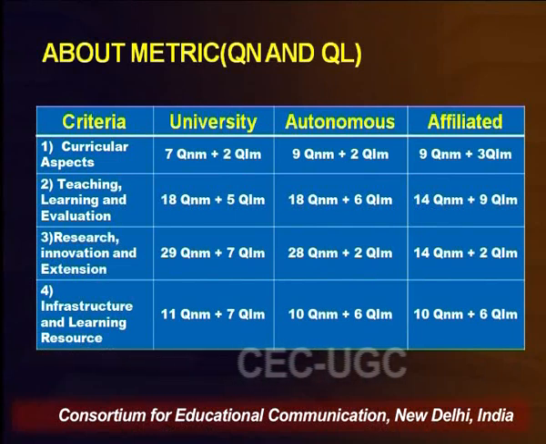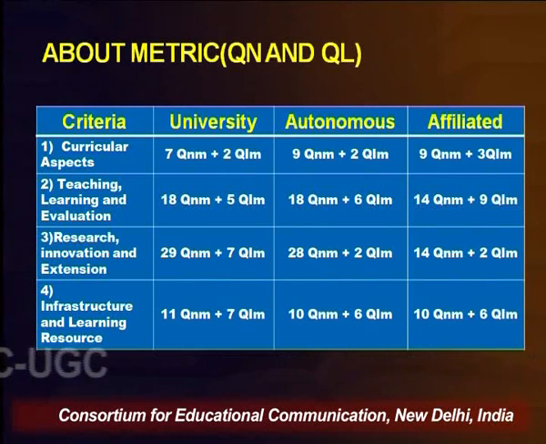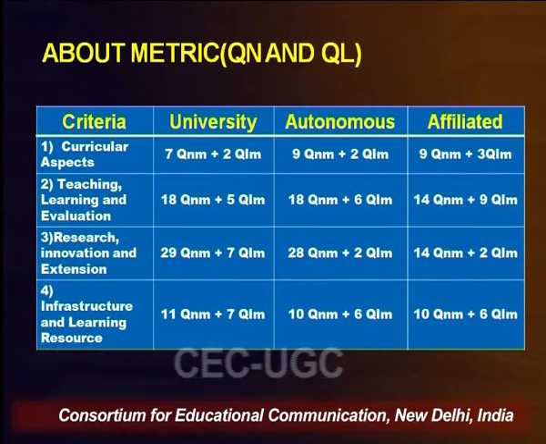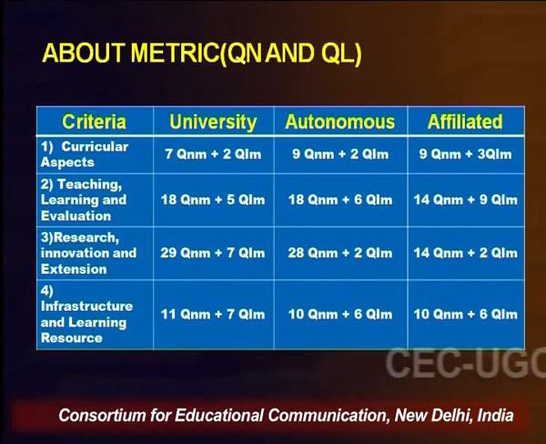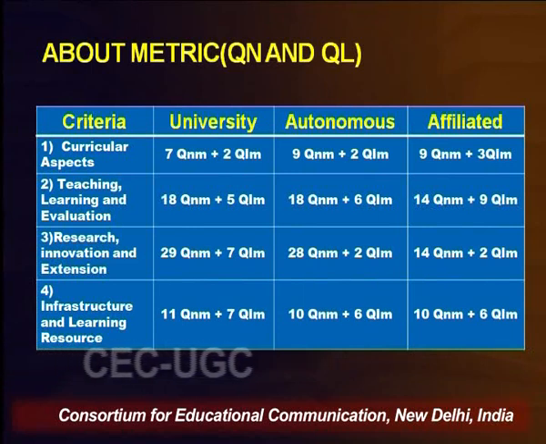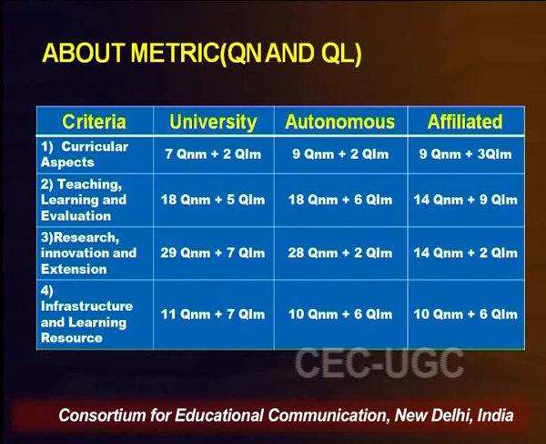What are you trying to move on to? So now is the time to talk about the matrix, that is the quantitative as well as the qualitative, in detail. The first is your curriculum aspects criteria. For the universities, we have about 7 quantitative and 2 qualitative aspects. If you compare it with autonomous colleges, again we have 9 and 2, followed by affiliated colleges, where we have 9 and 3. So QN talks about the quantitative, which are on the screen, and QL is all about the qualitative parameters, which are mandatory compliance for the NAAC accreditation and assessment process.